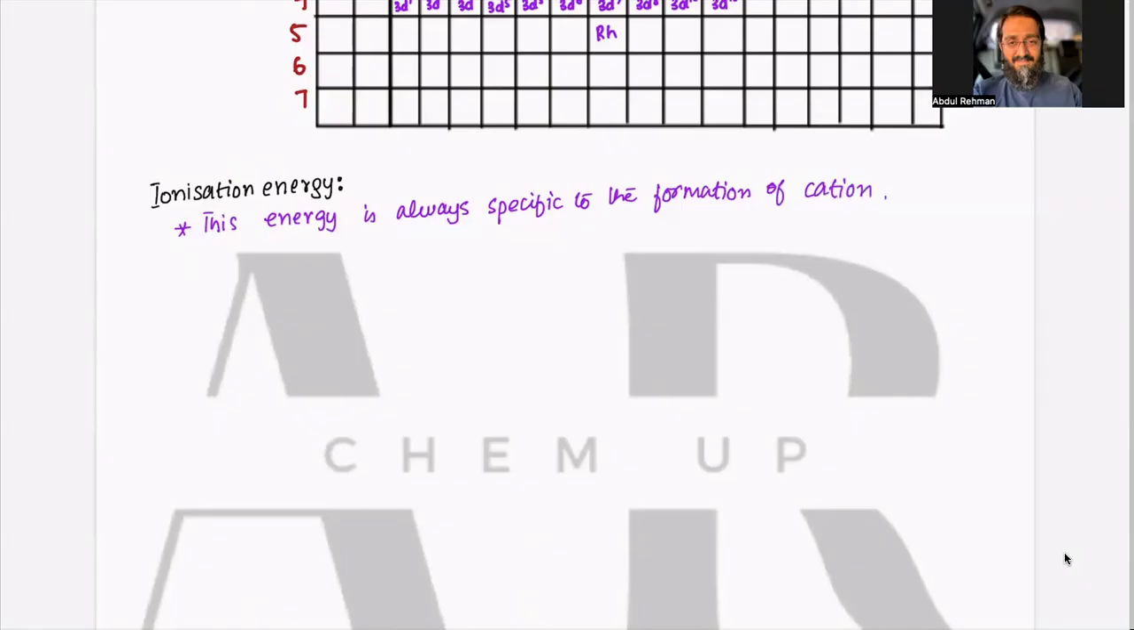And that's why I ask you, what does ionization mean? Whenever you have heard the word ionization, it always comes to mind as the formation of an ion. Ionization means the formation of an ion, and both cations and anions are formed. But whenever we use the term ionization energy, this energy is always associated specifically with cations. Is this clear? It has nothing to do with the anions.